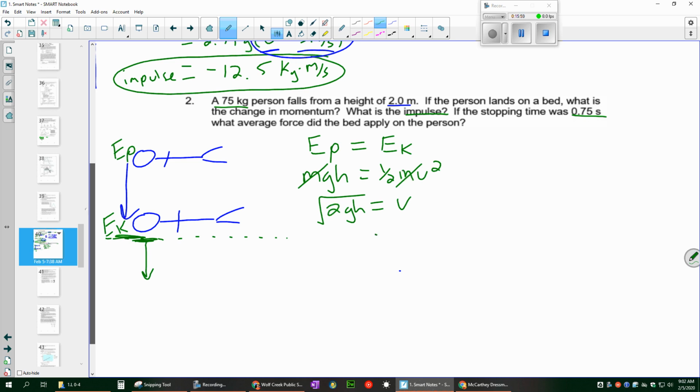So then v is equal to the square root of, what would that be? 2 times 9.81 times 2 meters. 39. Equals, and then square root, right? So 6.26 meters per second. Okay. Put a box around that because we need that.